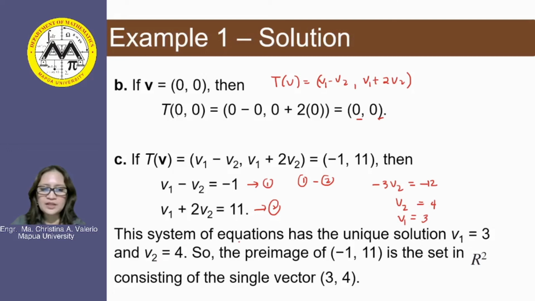So this system of equations has the unique solution where v sub 1 is equal to 3 and v sub 2 is equal to 4. So the pre-image of the vector negative 1 and 11 is the set in R squared consisting of the single vector wherein the first component is 3 and the second component is 4.